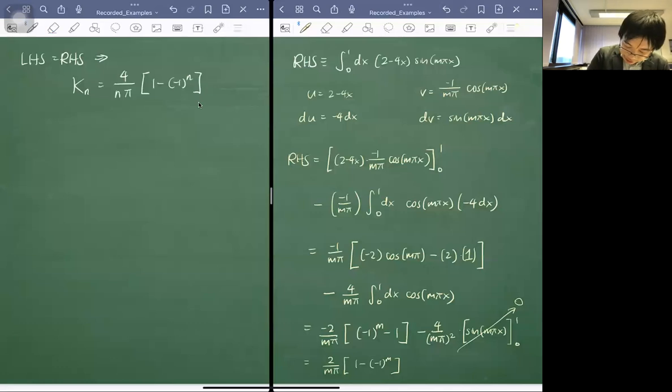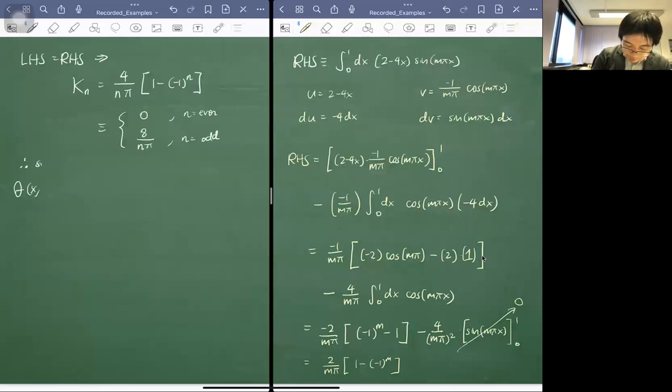If you like, we can also check if n is an even number. This is going to be 1, so it's going to be 0. So this is going to be 0 if n is even, and if n is odd, this would be minus 1, so 1 plus 1, that's 2. So we'll have 8 over n pi if n is odd. So basically just twice the coefficient. Okay, if you want to visualize it that way, that's fine. But anyway, this is not necessary.